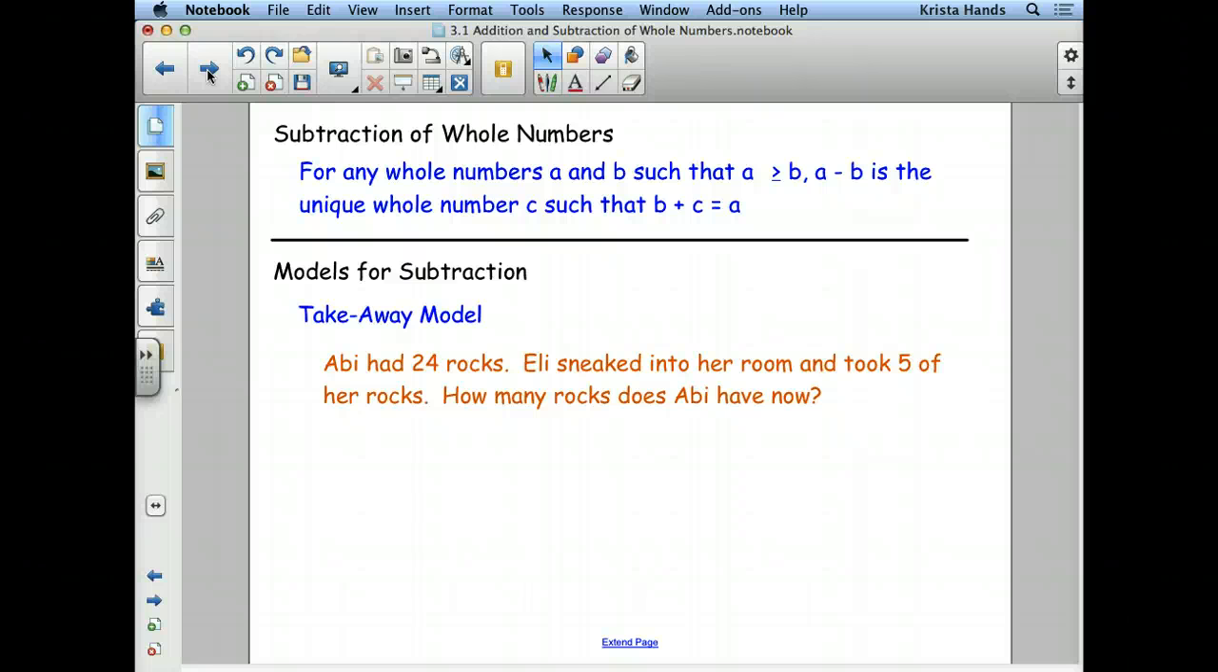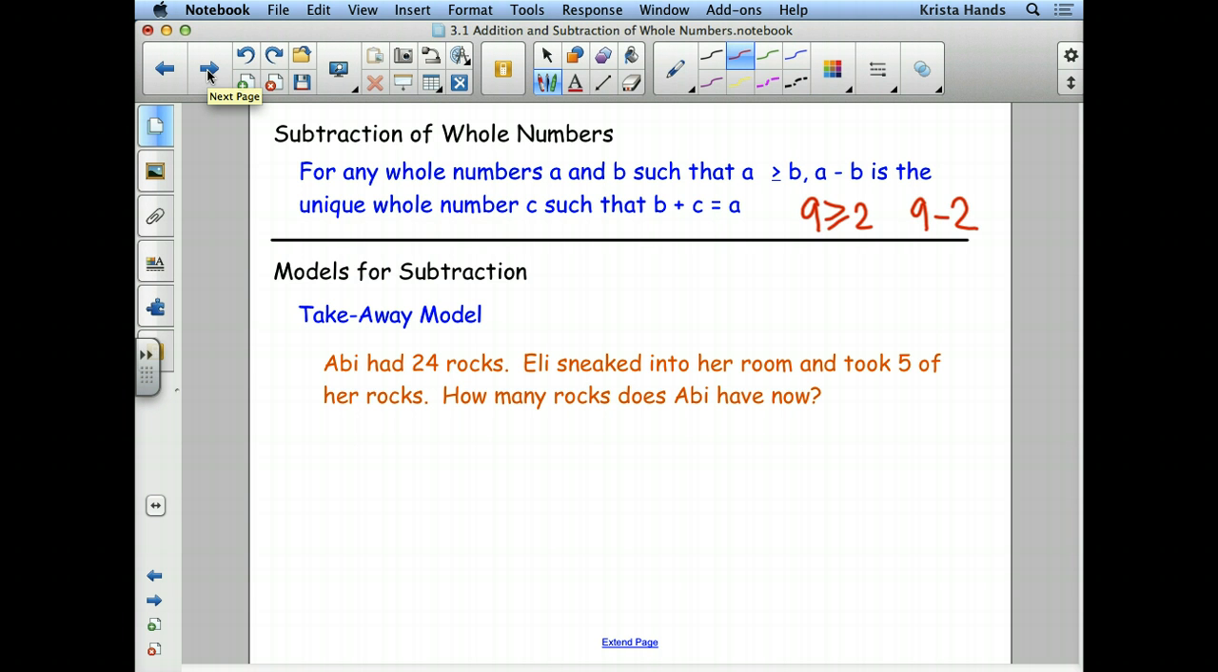Okay? So if we were talking about, for instance, 9 and 2, I can talk about 9 minus 2 because 9 is bigger than 2, and 9 minus 2 would then give me another whole number, 7. Okay, so that's what this is referring to. And it works in such a way that, let me use those same numbers, 9 and 2. So then 9 minus 2 is the unique whole number 7, and the reason that it's the unique whole number 7 is because 9 is equal to 2 plus that elusive 7 that was our solution.